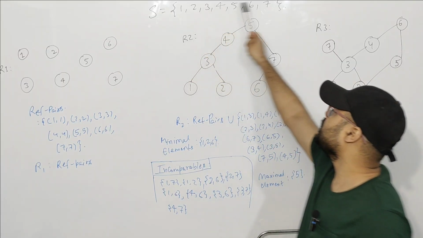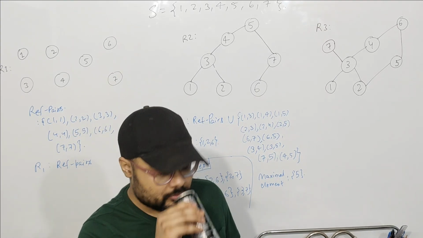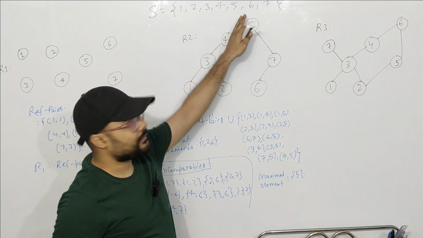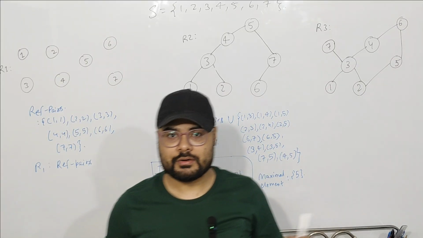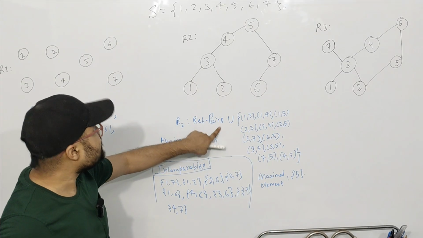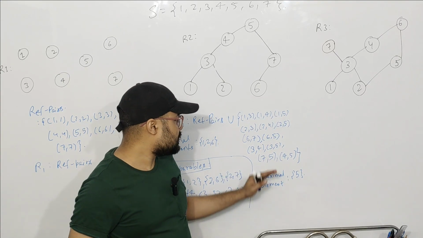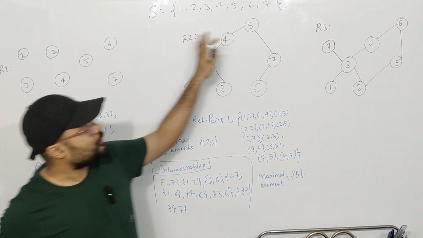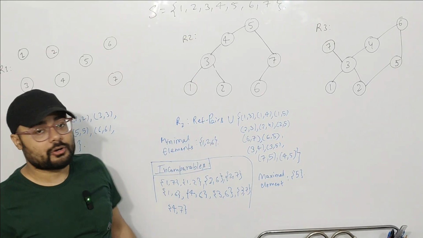If this is your set S, 1, 2, 3, 4, 5, 6, 7, then for this set, what is the total number of possible ordered pairs? The total number of possible ordered pairs is cardinality of S times cardinality of S, which is 7 times 7, so 49 total ordered pairs are possible. Of which in your relation, you have reflexive pairs, which is 7, and then 12 more. So 12 plus 7, 19 ordered pairs are part of your relation R2. Out of 49 possible ordered pairs between these elements, 19 belong to R2.